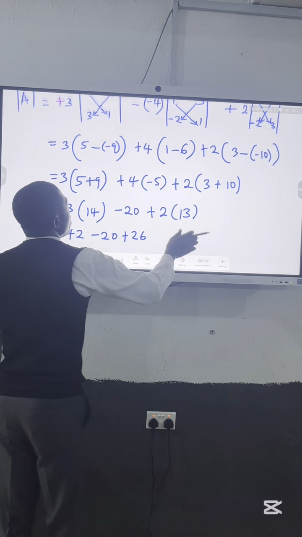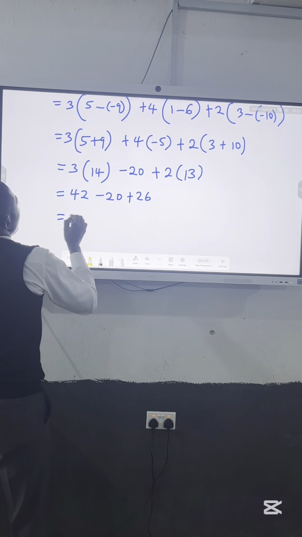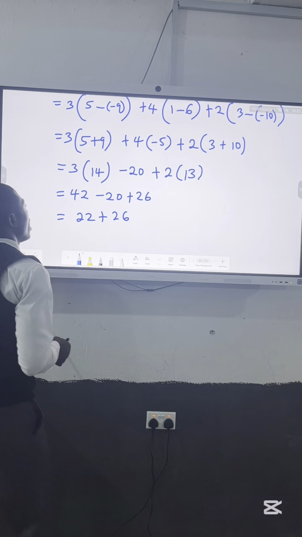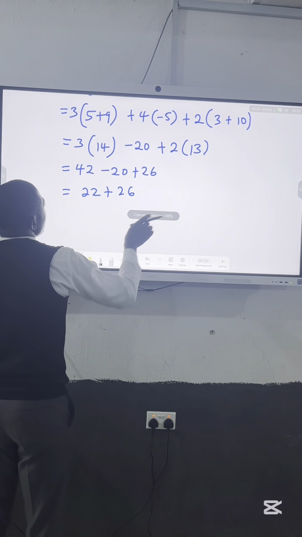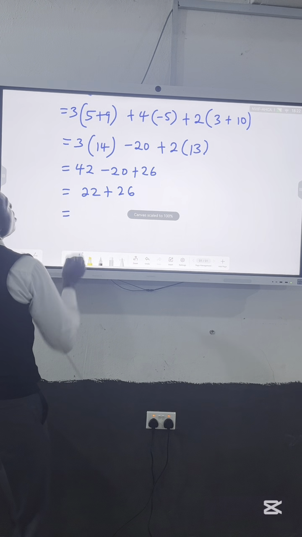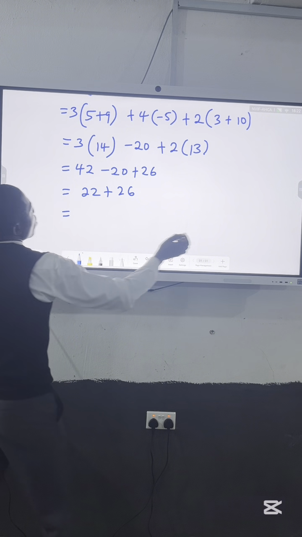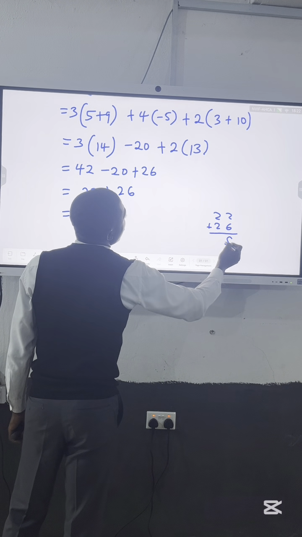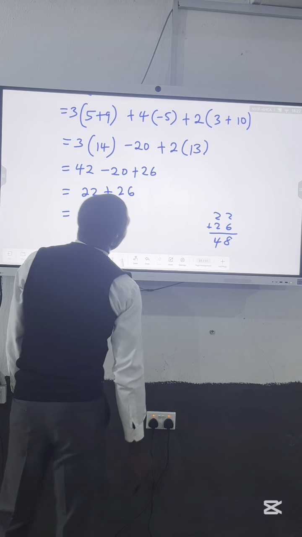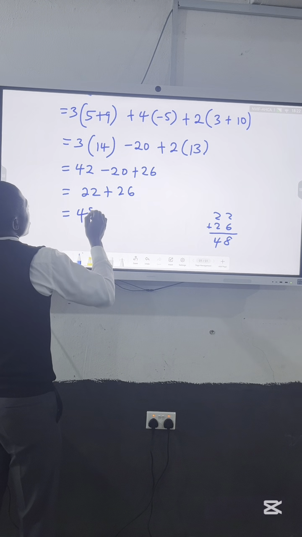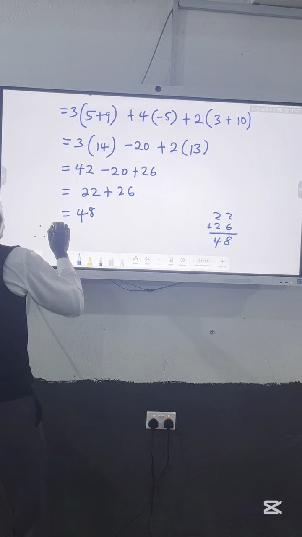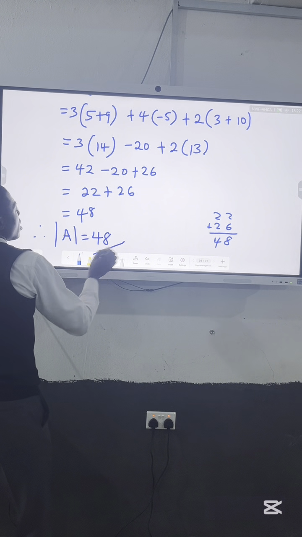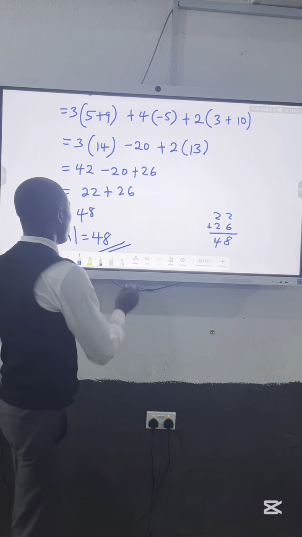So we have 26. Now add this. 42 take away 20, you have 22 plus 26. Okay, so 22 and 26 will give you 48. Yes, it will give you 48. You have 2, 2, 2, 6. So this is 8 and this is what? 4. So we are going to get 48. So we are going to say that therefore determinant of A is actually 48. So the job is now done.